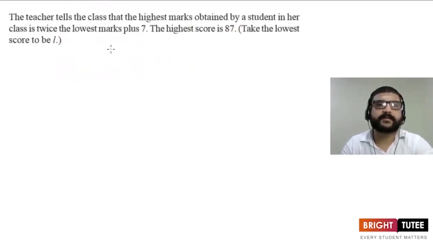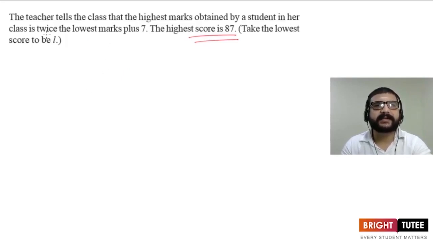Now let's consider one more statement or one more situation. The question here is, the teacher tells the class that the highest marks obtained by a student in her class is twice the lowest marks plus 7, and the highest score is given as 87. We have to take the lowest score as L. So if the lowest score is L, what will be the highest score in terms of L?